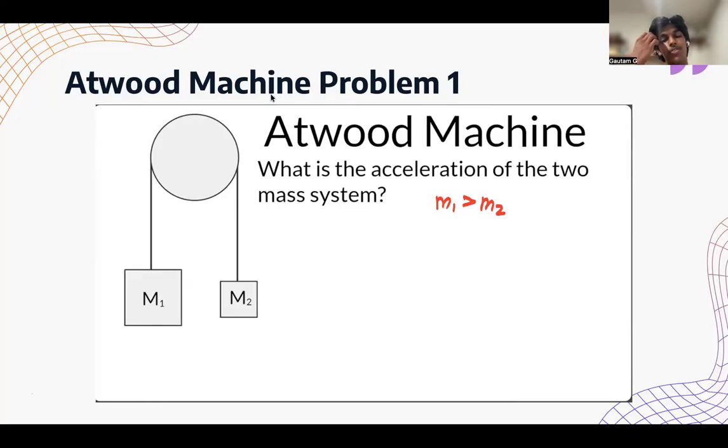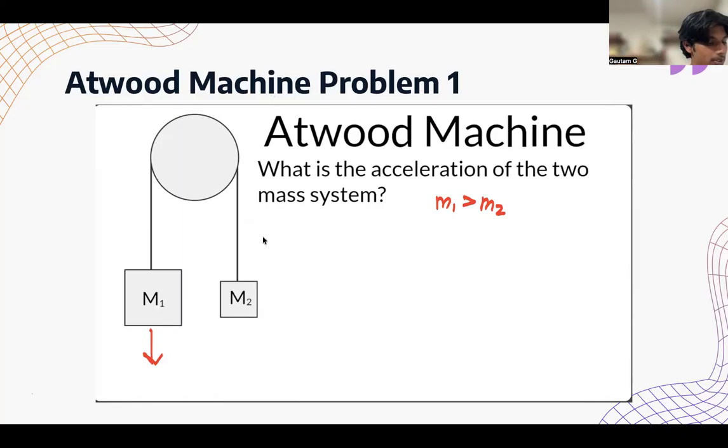So we're gonna figure out how fast. A lot of you guys know that it's probably gonna go this way because mass one is bigger, but let's try to describe acceleration with variables. This is the really hard part of physics because we're not gonna be using numbers. This is the epitome of physics, right? When you think of physics problems, you're gonna be solving with variables a lot of the time.